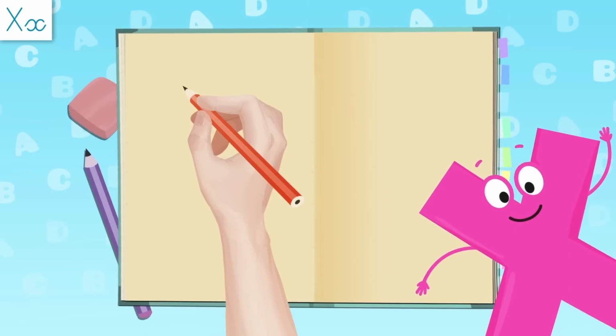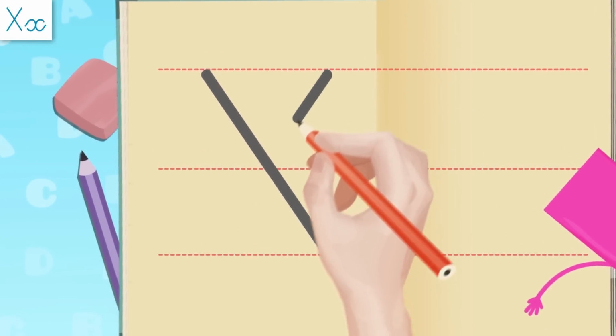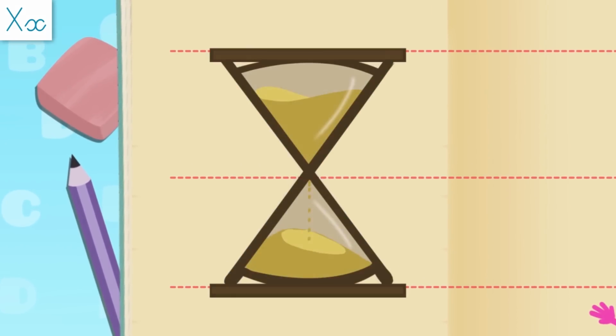It's very easy. A diagonal line downward, then we pick up our pencil and we make another exactly the same way on the other side, like this. Woo! Amazing! I look like an hourglass.